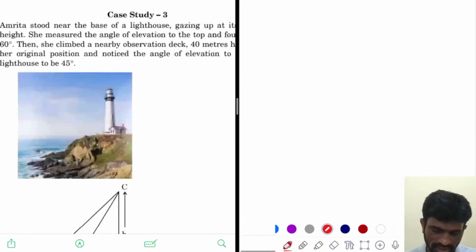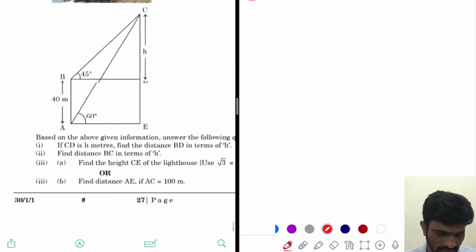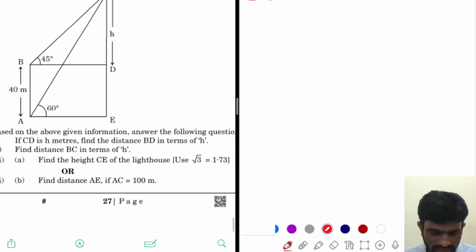Now question number 38, the last question in the case study. This is about applications of trigonometry. This is also simple. If the case study is simple, you should start with the case study in the exam. All the case study questions are simple in this paper. First question they are asking to find the length of CD. Observe where you have CD. This is the right angle triangle we have.